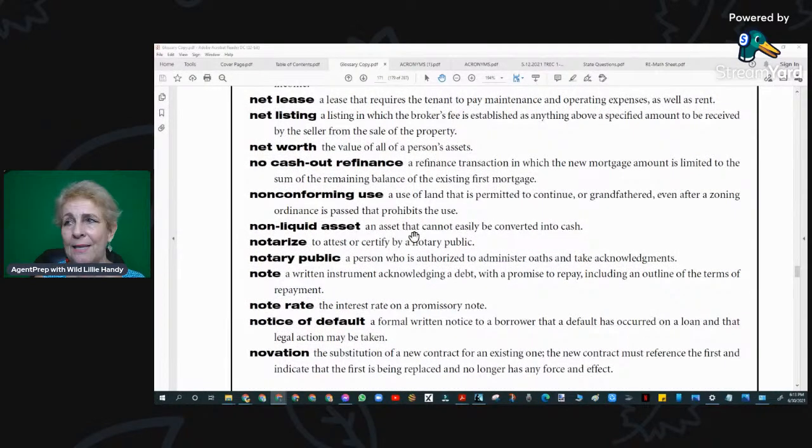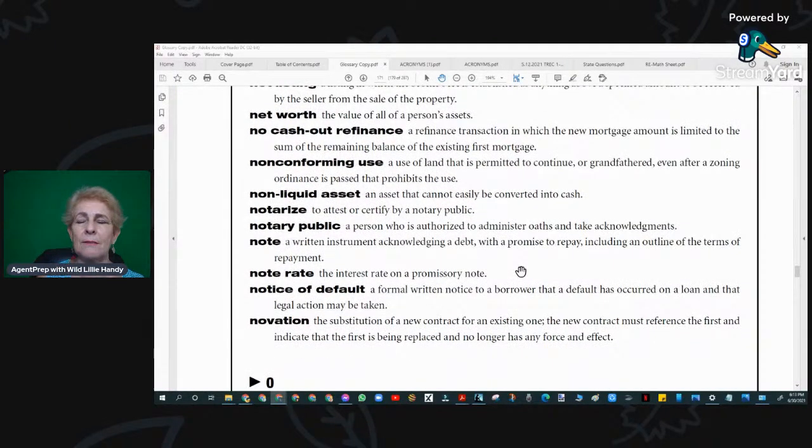Non-liquid asset, an asset that cannot easily be converted into cash. So a house is not quickly converted, okay? And so it's not cash right away. You can take cash out of your checking account, your 401k, other things like that, and you can convert to cash quite easily. A house you can't, unless it sells in one day, right? And you get a cash deal.